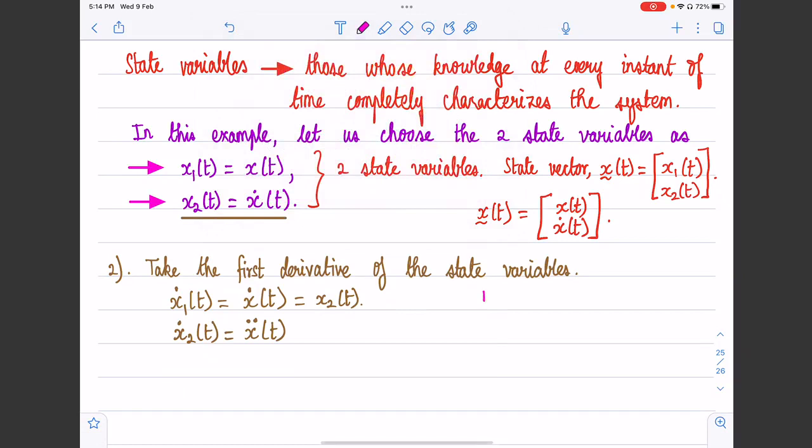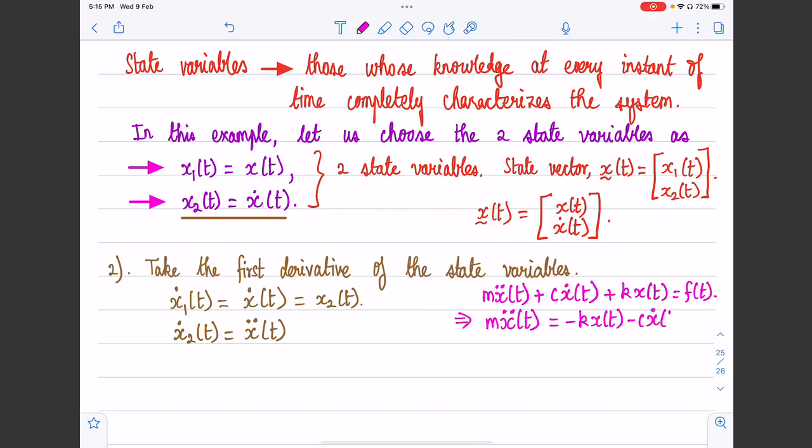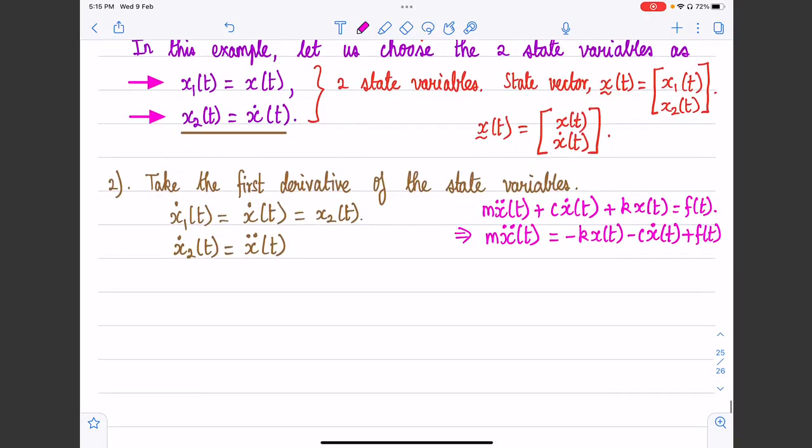For this, I go back to the governing ODE, right? The governing ODE for the system is m x double dot plus c x dot plus k x equal to f of t, right? So that is the governing ordinary differential equation for the mass spring damper system. Then I can rewrite it this way: m x double dot is going to be equal to minus k x of t minus c x dot of t plus f of t, right? I'm sure all of us can observe what's happening. So essentially, I rewrite it like this.